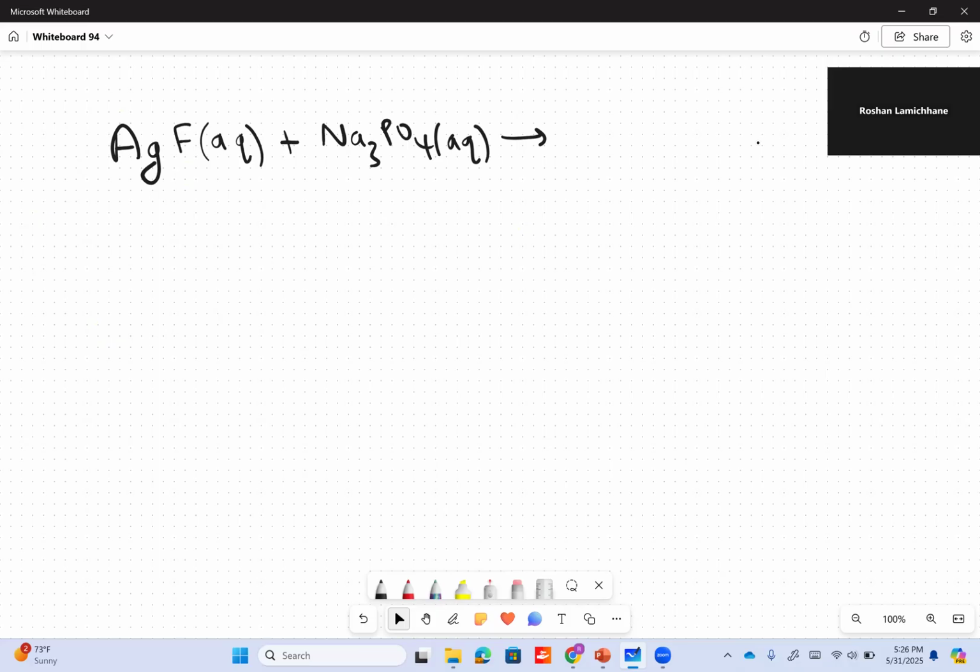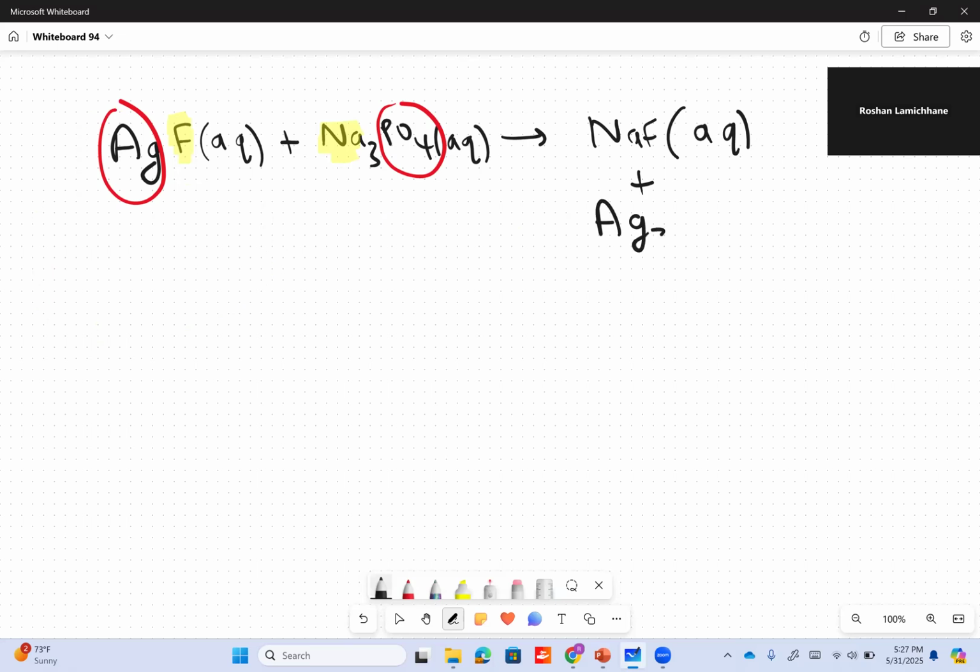Remember, this is an example of a precipitation reaction. This is an example of a double displacement reaction, meaning that the Ag is going to partner with phosphate, and then F is going to partner with sodium on our product side. So on the product side, I'm going to get sodium fluoride, which is also soluble in water, plus silver 1 phosphate. If you recall the crisscross method, it's going to look something like this. Now if you look at the solubility rules, it tells me that silver 1 phosphate is insoluble in water. So this is my precipitate.